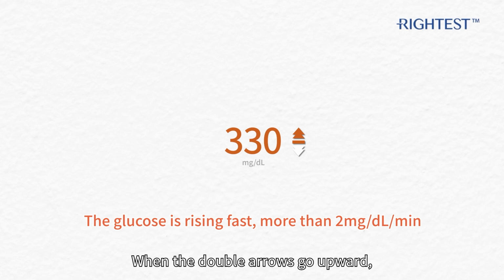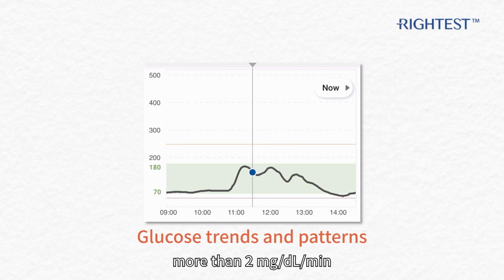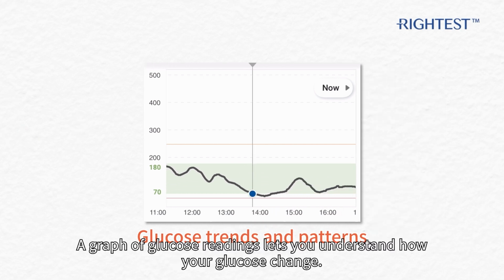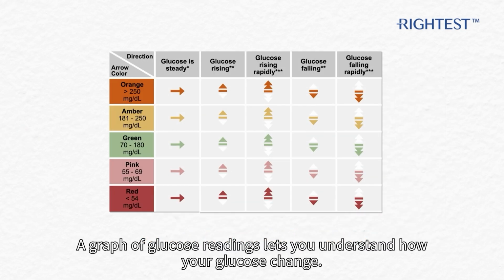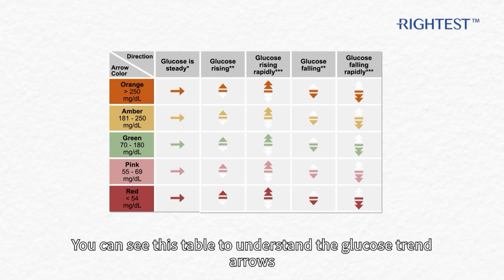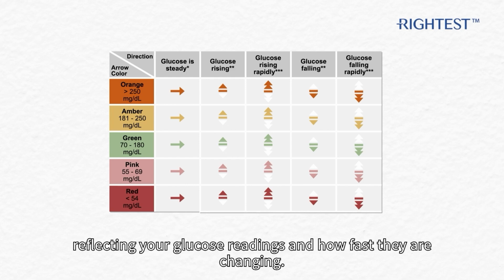When the double arrows go upward, means that glucose is rising very fast, more than 2 mg per deciliter every minute. A graph of glucose readings lets you understand how your glucose changes. You can see this table to understand the glucose trend arrows reflecting your glucose readings and how fast they are changing.